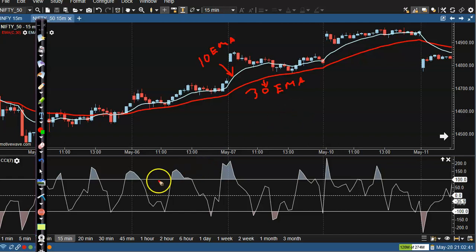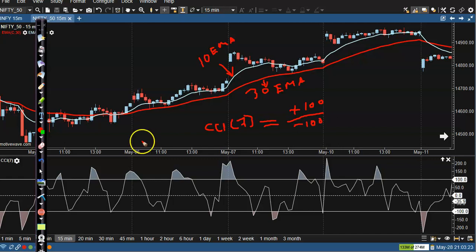And another one is CCI, commodity channel index. CCI period 7, its period is 7. Basically we are using two levels: plus 100 means this is the positive, and another minus 100. So we need only two levels, positive plus 100 and minus 100, that is the negative.